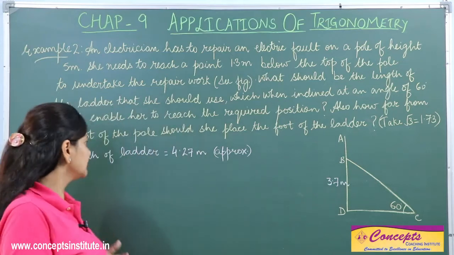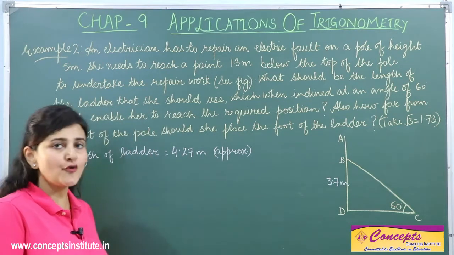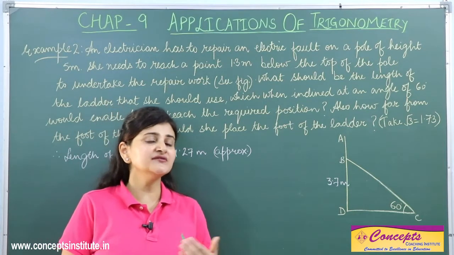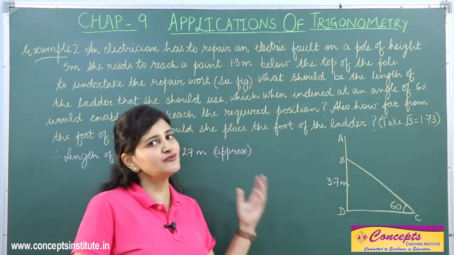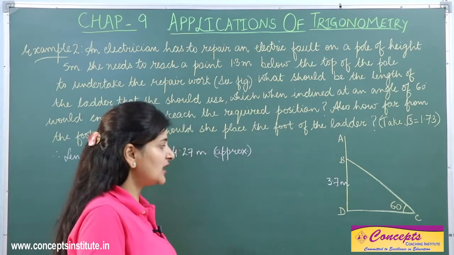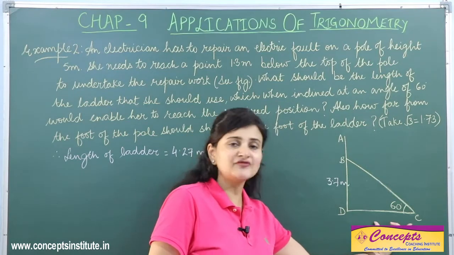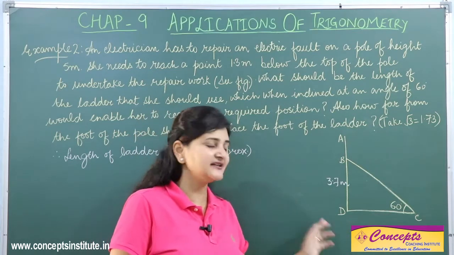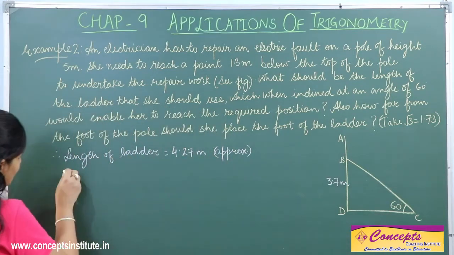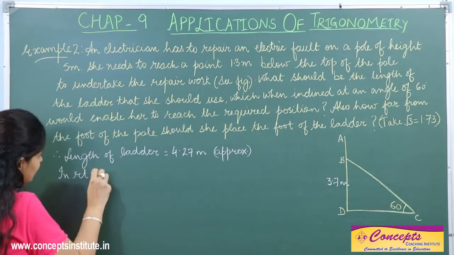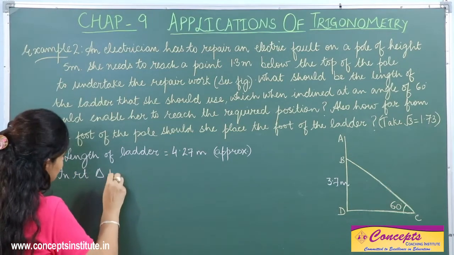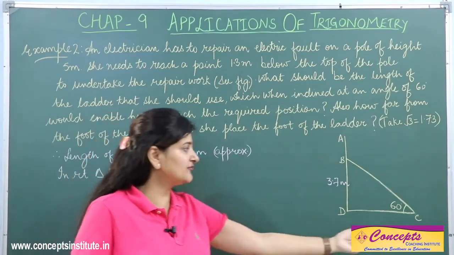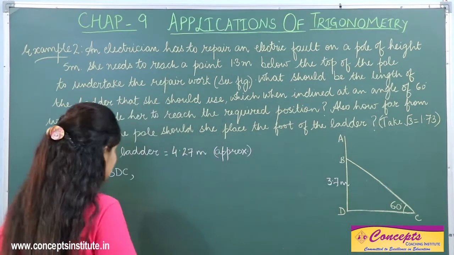Right students, so we found out that the length of the ladder is equal to 4.27 meter approximately. See, why do I write approximately? Because whenever we use the values of under roots, we always get an approximate value. Now, what are we supposed to find? We are supposed to find this distance CD, that is the distance between the foot of the ladder and the foot of the pole, right? So I am going to write, in right triangle BDC, what T ratio can I use? I know the perpendicular, I need to find out the base. So I can use the T ratio tan.